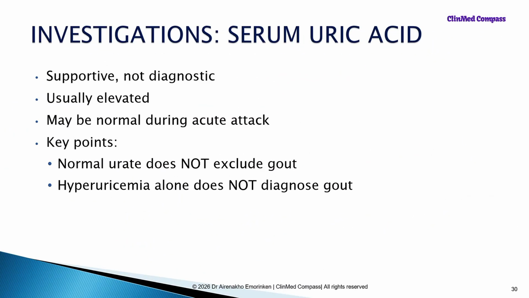Serum uric acid is supportive but not diagnostic. It is often elevated, but it can be normal during an acute attack due to inflammatory shifts. So, two key exam points. A normal uric acid level does not exclude gout, and hyperuricemia alone does not diagnose gout.